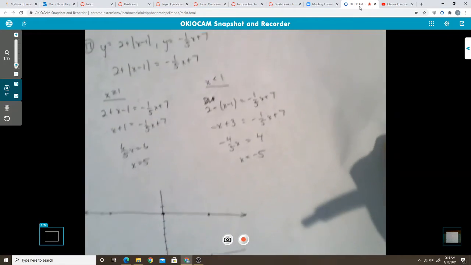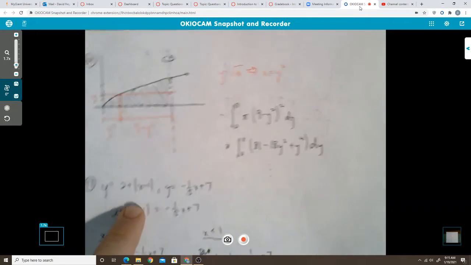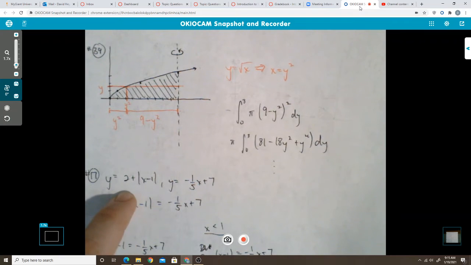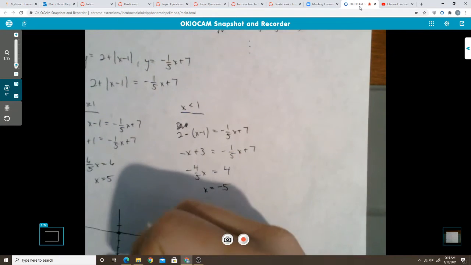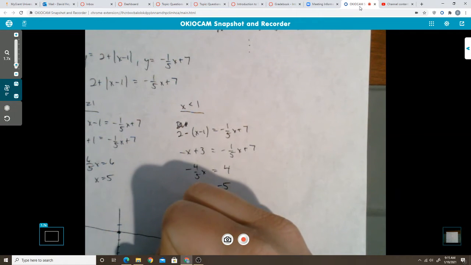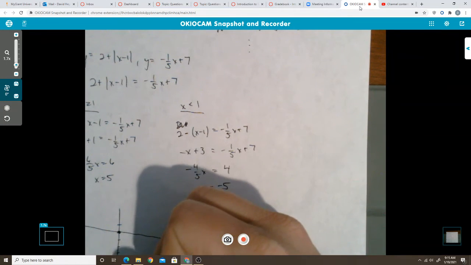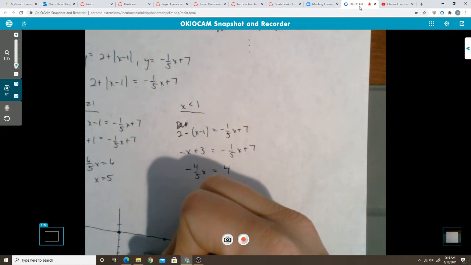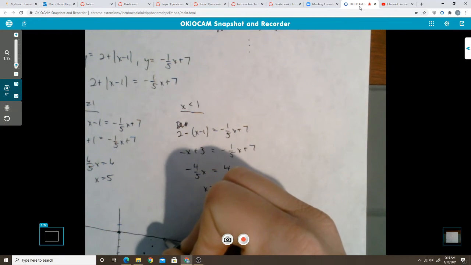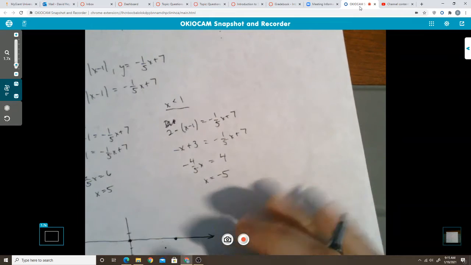As for the absolute value, 2 plus absolute value of x minus 1, this is just a normal V-shaped absolute value that's been shifted right 1 unit and up 2 units. So right 1, up 2, and then it's going to go like this, right? So up 1 over 1, up 1, over 1, up 1, over 1. Sure enough, they intersect right at that point, right?